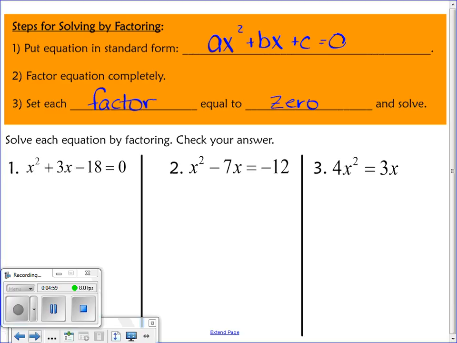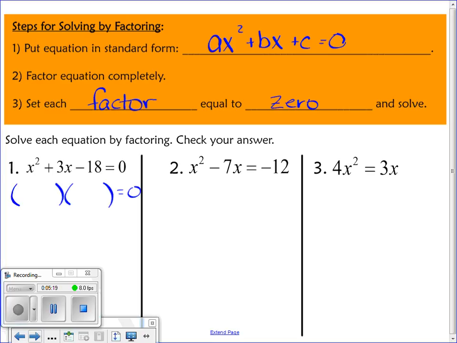But, okay, step 1, put it in standard form. Is number 1 in standard form already? Yeah, here's your x squared, your x, your number equals 0. Okay, so we're good there. Step 2, we want to factor. Is there a GCF? Nope, no GCF. So we're going to go ahead and set up our parentheses to factor.